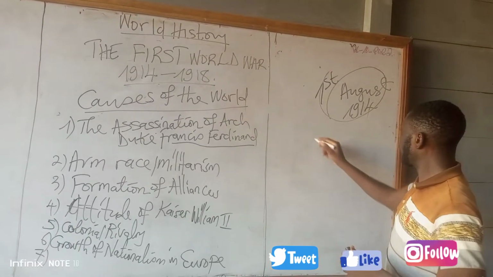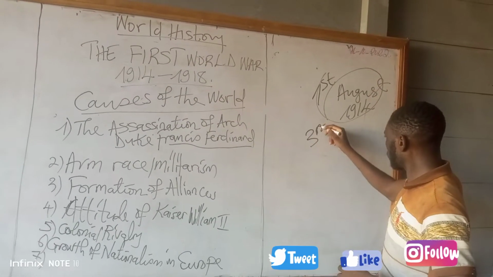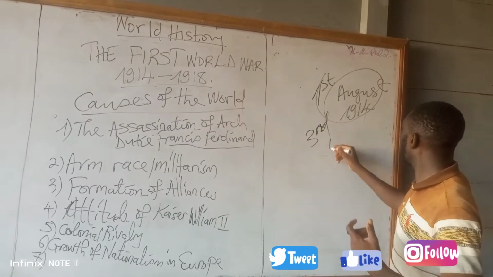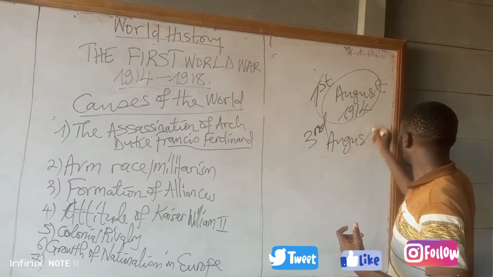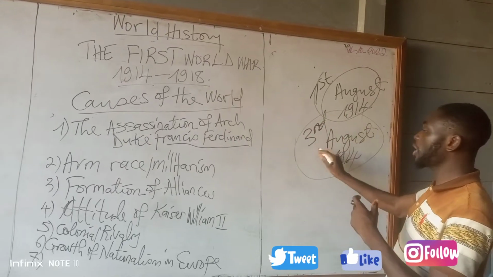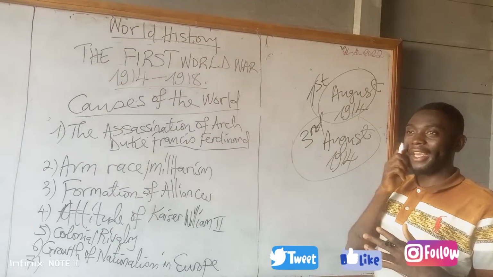Now, on the 3rd of August, since France could not stay neutral, Germany had to declare war against France on the 3rd of August 1914. On this day, Germany declared war against France.